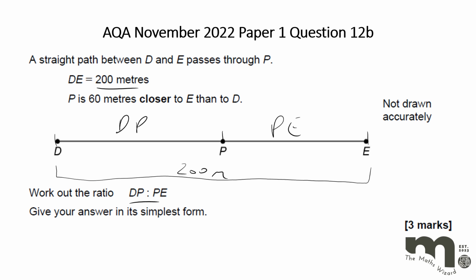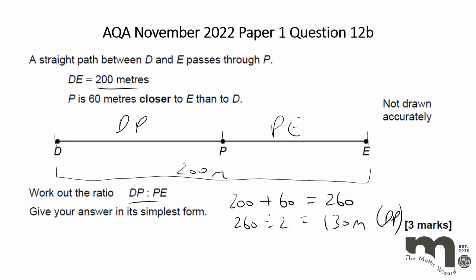If we add that 60 meters onto 200, that will give us 260. If we then half that, that will give us 130 meters. So we now know the longest of our two measurements, which is DP. We've then just got to take 60 away from 130, so that will give us 70 meters, and that will be P to E, so PE.